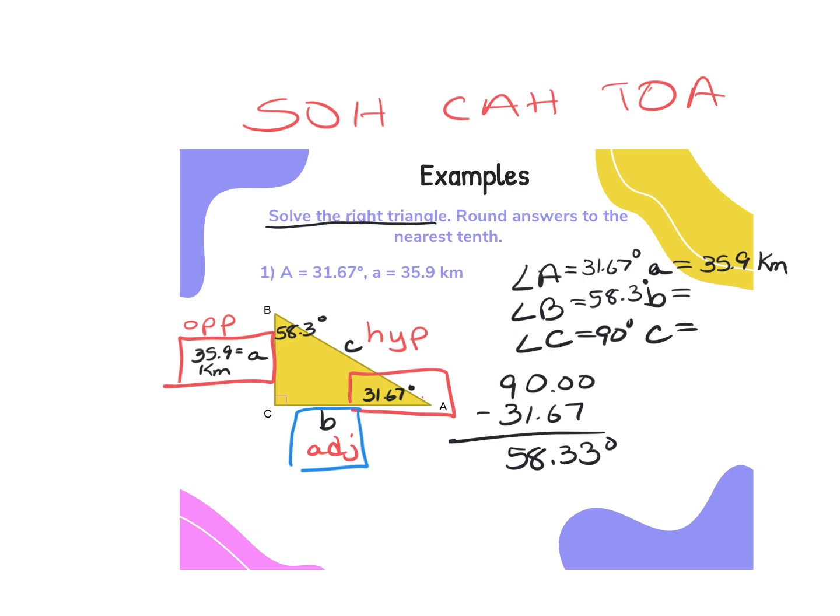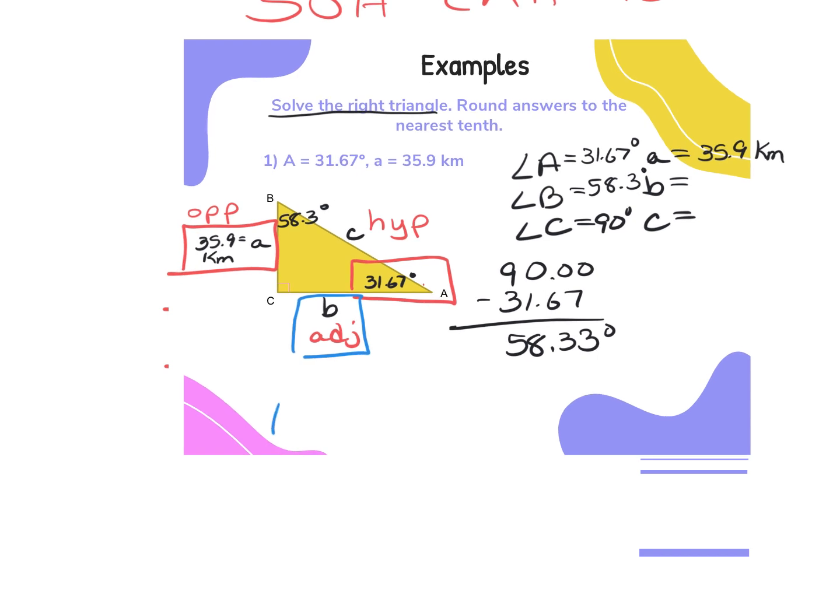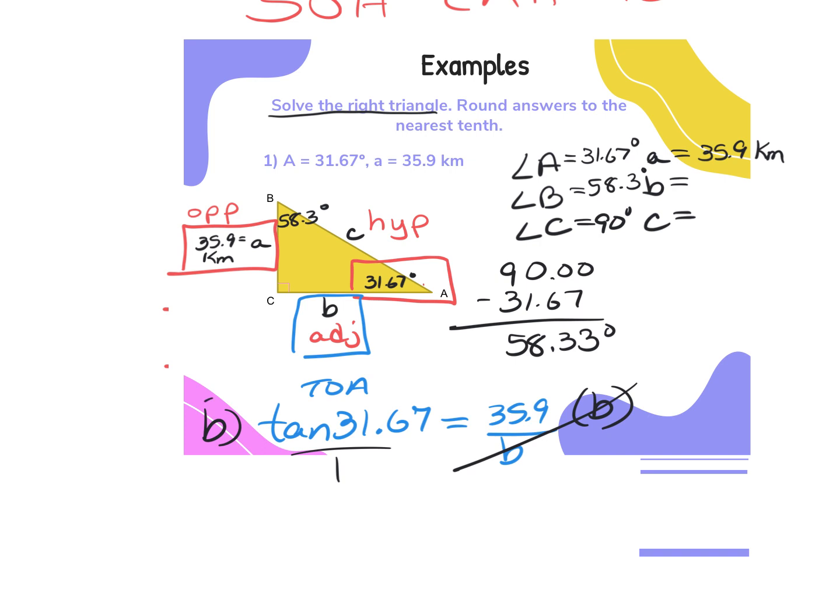So adjacent and opposite, that's going to be the TOA. So I'm going to be doing tangent of 31.67 is equal to opposite over adjacent. And then I put the lowercase b here. Now, when the variable's in the denominator, we're really dividing to solve. You can either choose to solve this as a proportion, put a 1 here and cross multiply, or just know that you multiply both sides by b to get that out of there.